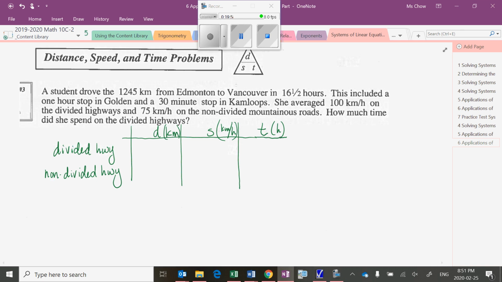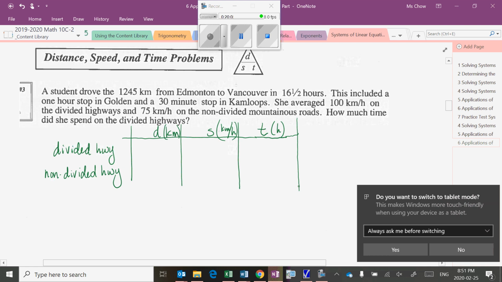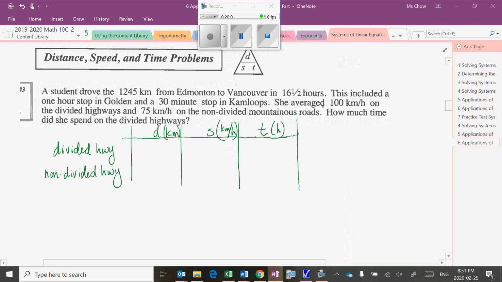At the end of the day, usually when we've got these tables, one column should explicitly be given to you, and in this particular case that is going to be our speed. So we've got 100 kilometers per hour on the divided highway and then 75 kilometers per hour on the non-divided highway. Okay, the next thing that we're looking at is actually our variables. So we've got the student driving a total of 1,245 kilometers. Since we're actually looking at time, we've got a couple of different things that we can do. Because we're looking at time, we know that we can split that up.